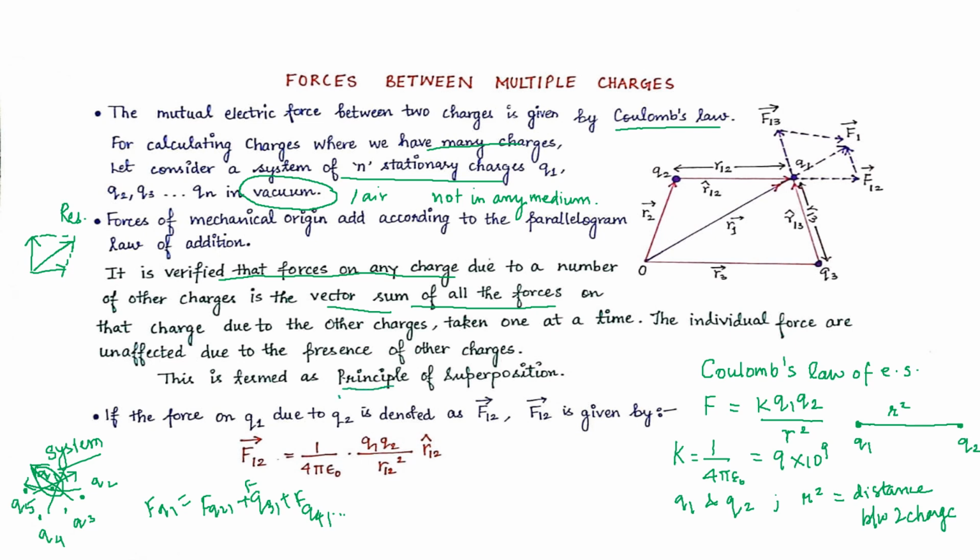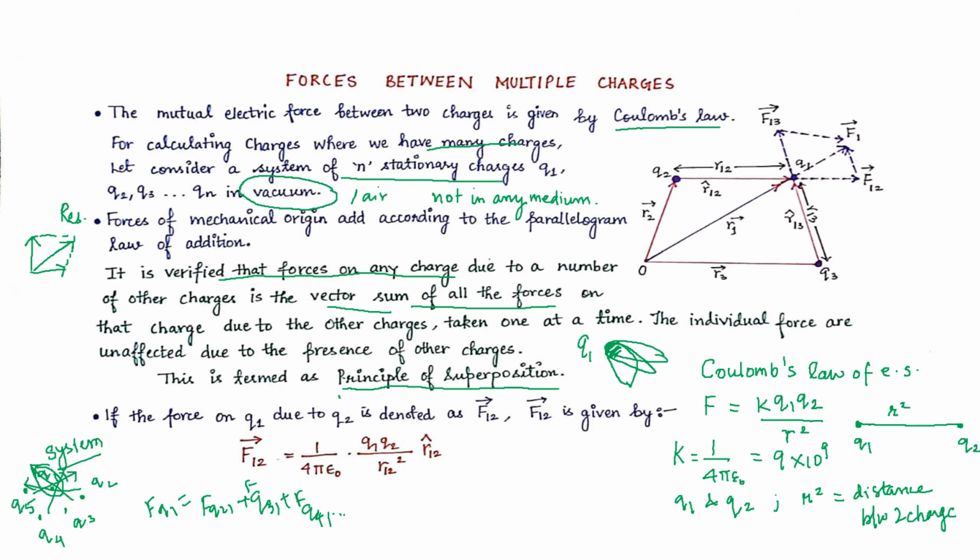On Q1, there is one force from Q2, another force from Q3, a third force from Q4. These forces are coming layer on layer, superimposing, sitting on each other. Like a stack of books, we take one book, then a second, then a third, and they overlap. Similarly, when we overlap pictures, all the pictures are visible. That is known as superimposition.